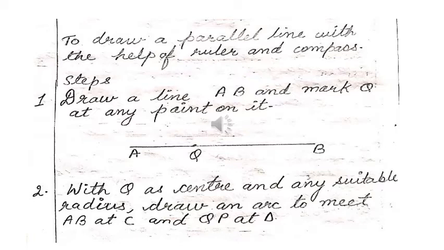Draw a line AB and mark Q at any point on it, as you can see on your screen. Now step 2. With Q as a center and any suitable radius, draw an arc to meet AB at C and QP at D.